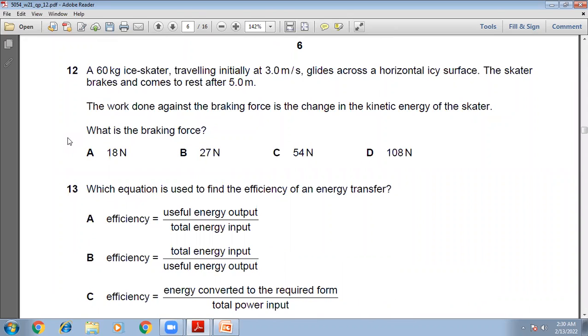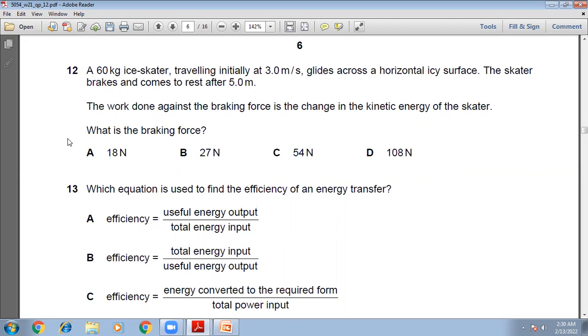Question number 12. A 60 kg ice skater traveling initially at 3 meters per second glides across a horizontal icy surface. The skater breaks and comes to rest after 5 minutes. The work done against the braking force is the change in the kinetic energy of the skater. What is the braking force? You know, the change in the kinetic energy.